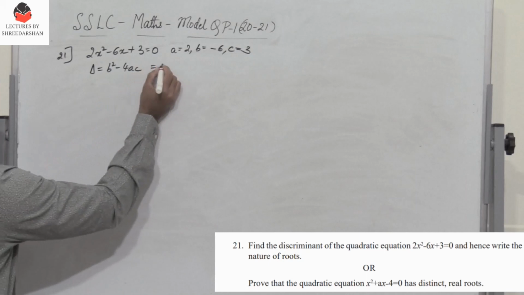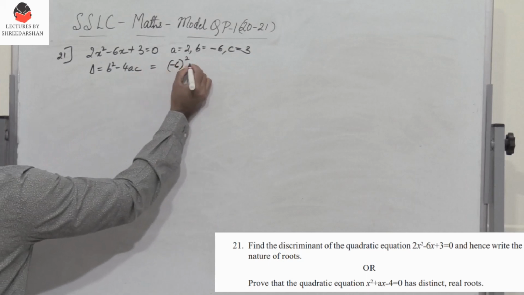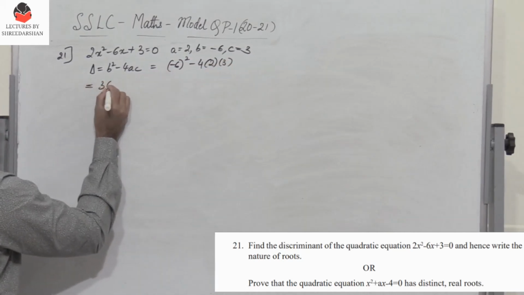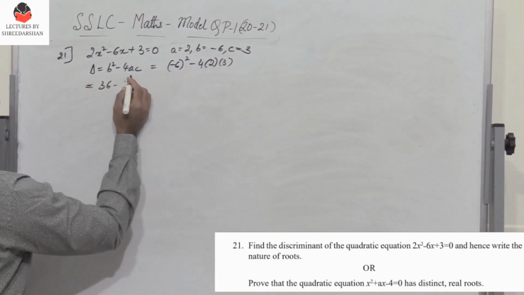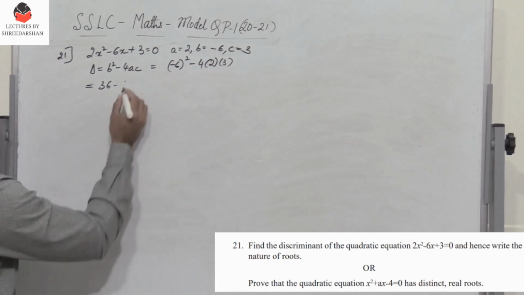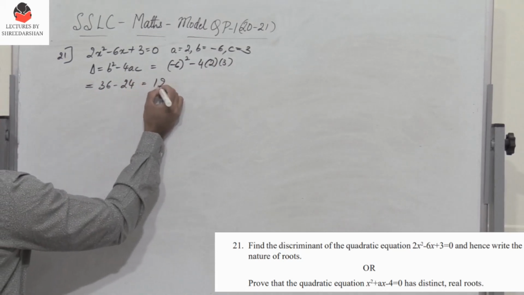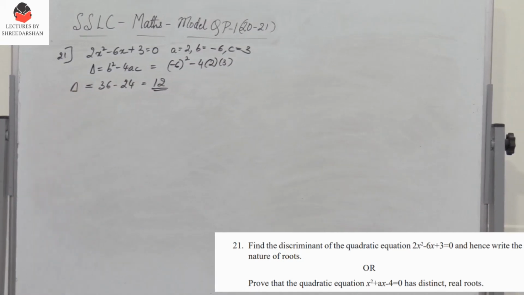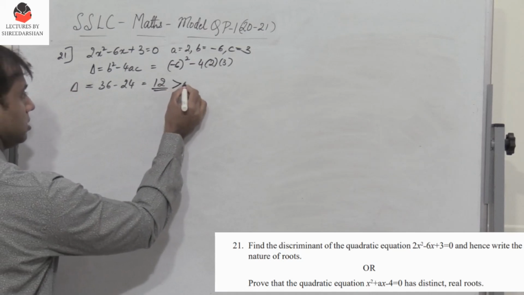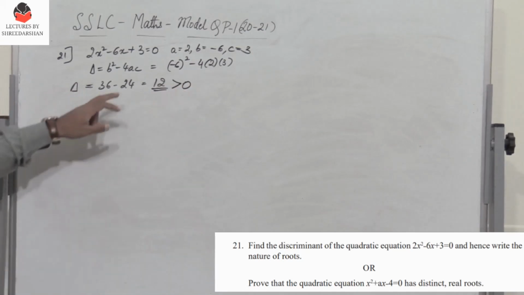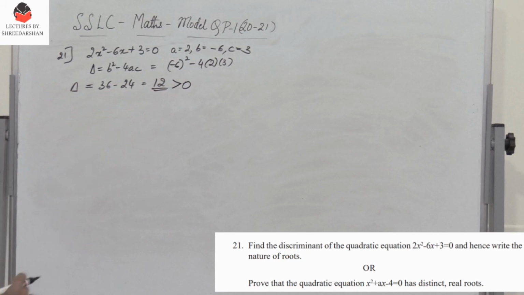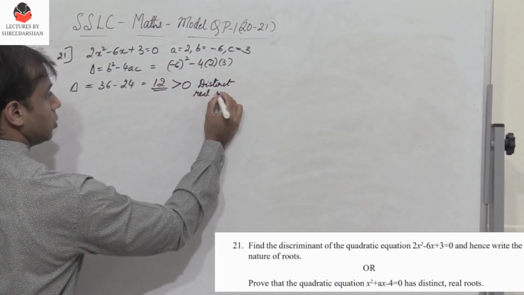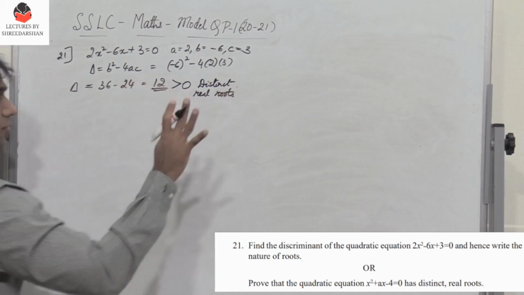So what is delta here? B square, which is minus 6 the whole square, minus 4 into a is 2 into c is 3. So I get 36 minus 4 into 2 is 8 into 3 is 24. So you get the value as 12. So the discriminant delta is equal to 12 and this is greater than 0. Since the discriminant is greater than 0, therefore the roots are distinct and real. So this is very important.